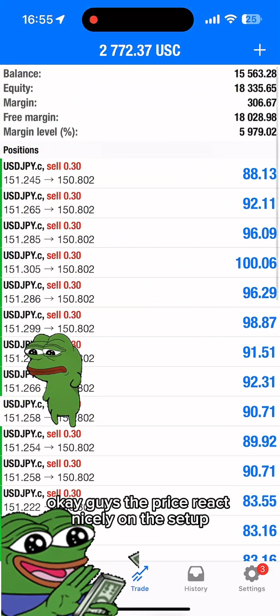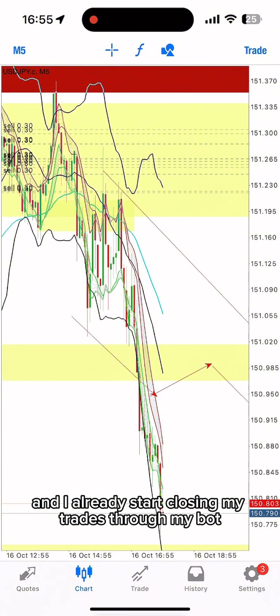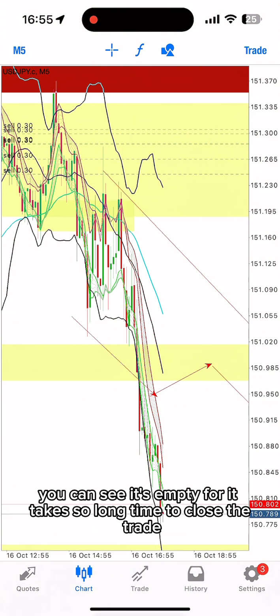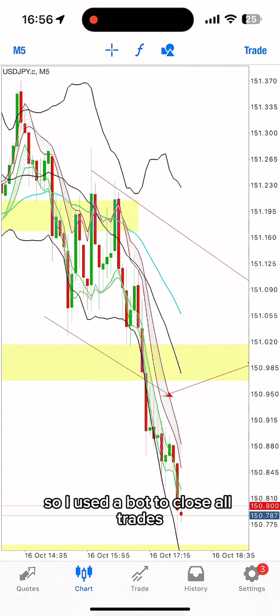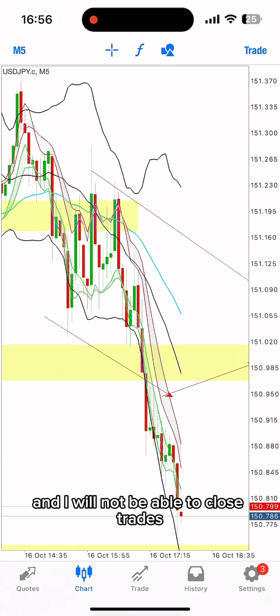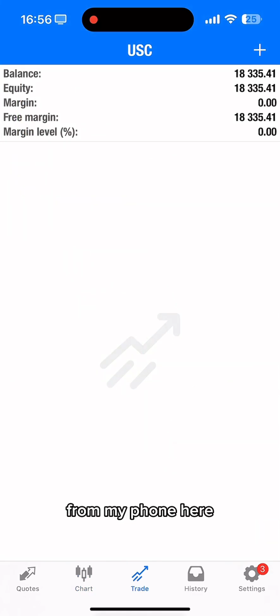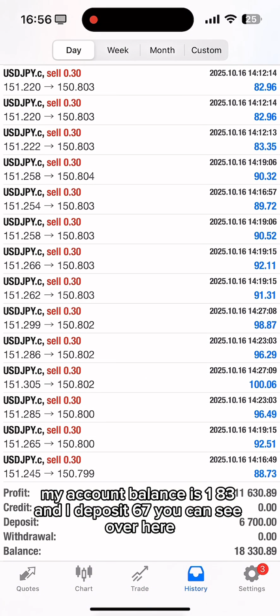Okay guys, the price reacted nicely on the setup, and I already started closing my trades through my bot. It's closing automatically. You can see it's MT4. It takes so long to close the trade, so I used a bot to close all trades. I closed earlier because I was about to go outside and I will not be able to close trades from a phone. Here my account balance is 183 and I deposited 67, you can see over here.